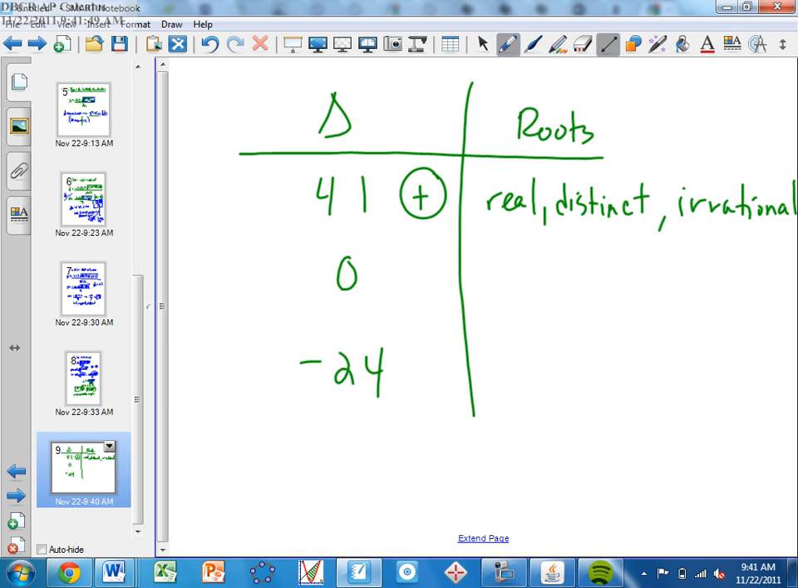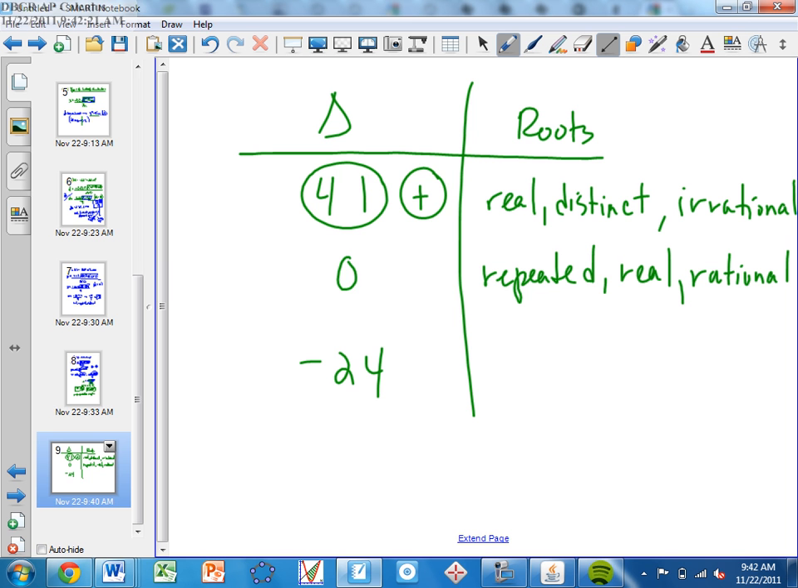Now, we're going to talk in a second about if they're positive, but a certain type of number here will make them rational. We'll talk about that in a minute. Let's keep going. The 0 here. What kind of roots did it have when the discriminant was 0, Derek? Repeated. What else about them? They're also real. Very good. Okay, they were real, repeated, and rational.